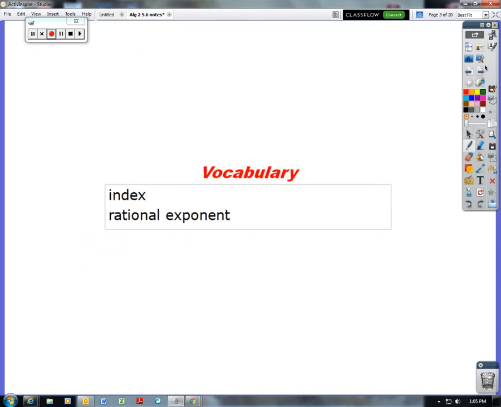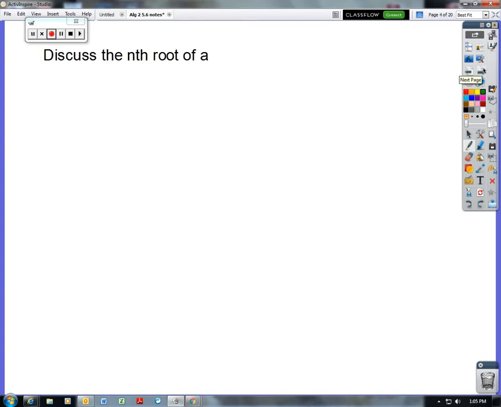Index, rational exponent, those are a couple of things we'll be looking at. And first we're going to discuss the nth root of a. And the way you write that is, the nth root of a is written like so. The root goes up here, like, you know when we have the square root, that's the one we already know, like the square root of 4. There's really a 2 here. We don't write it, but it's understood.